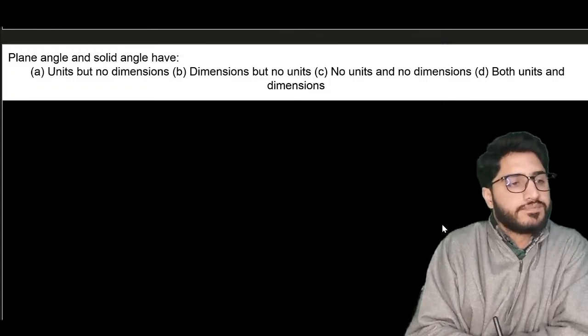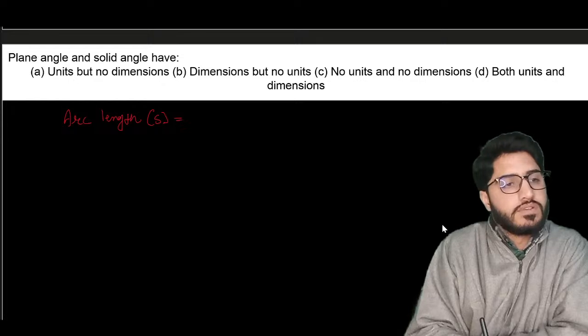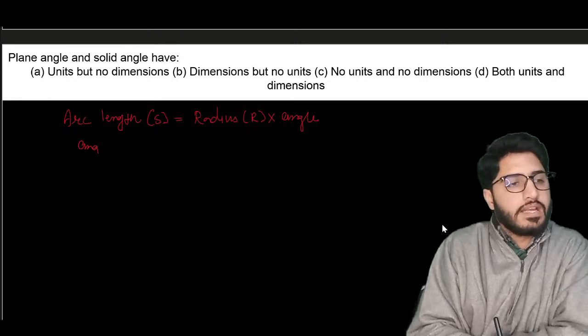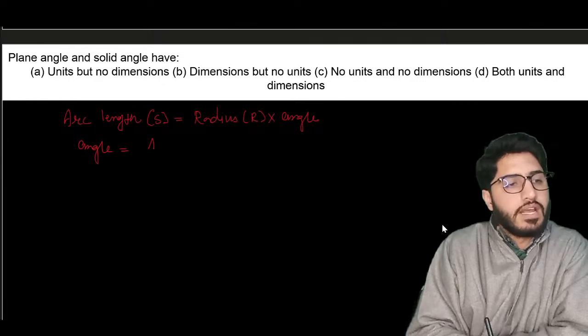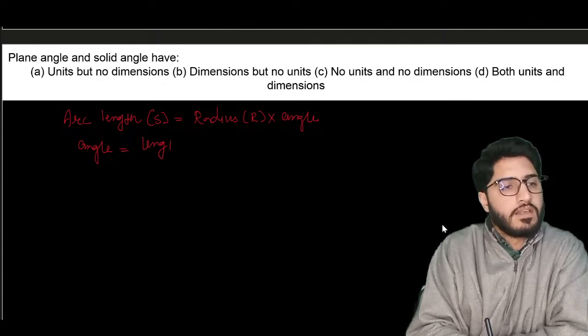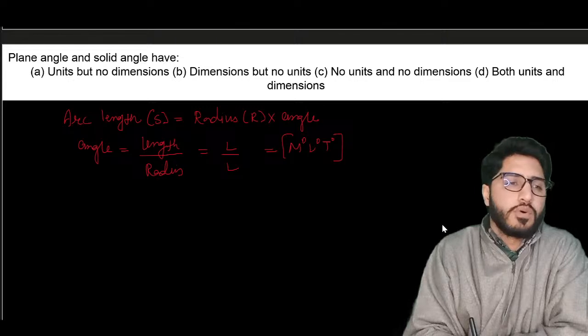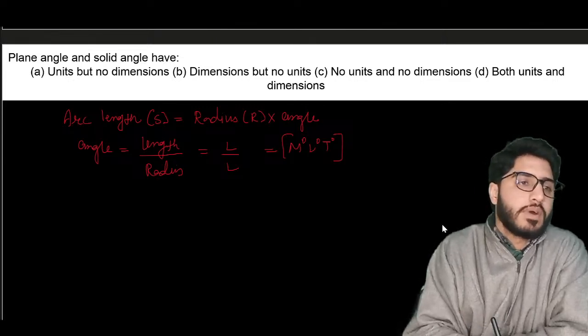we know that arc length, that is S, equals radius R into angle. So I can write angle equals arc length divided by radius. The arc length is basically a length, and radius is also a length. Length is L, radius is L. So I get M0 L0 T0. So they don't have any kind of dimension, but they do possess a unit, right? So unit but no dimensions. Option number A.